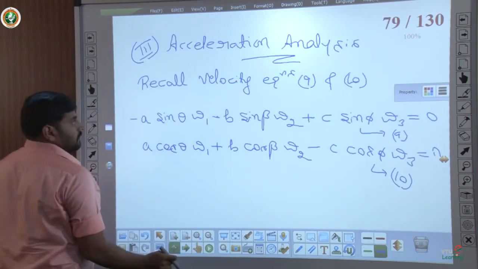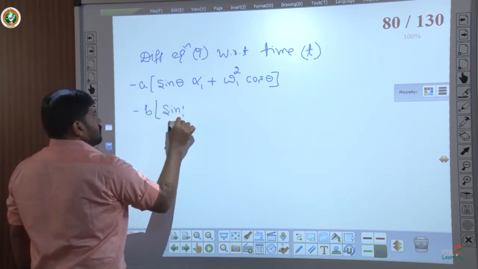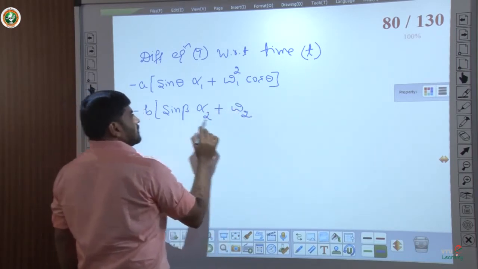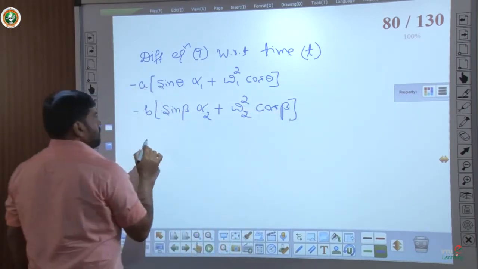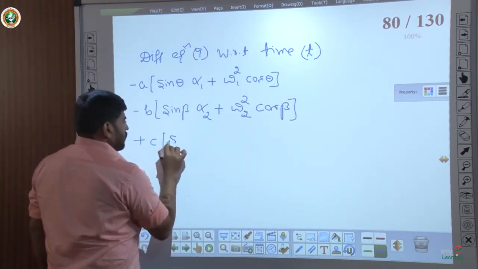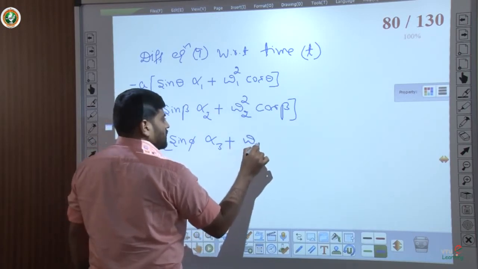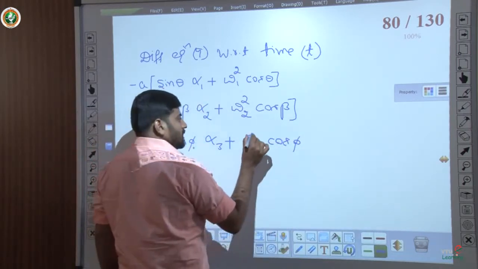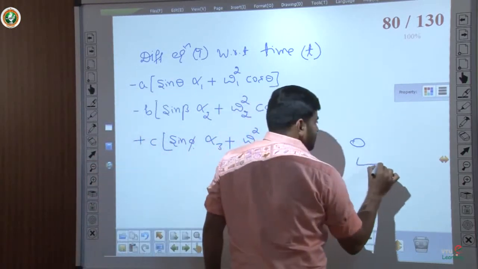Similarly, we have minus b sin beta omega 2, giving minus b sin beta times alpha 2, the differentiation of omega 2, plus I keep omega 2 as it is, the differentiation of sin beta is cos beta, d beta by dt is omega 2, hence it will become omega 2 square. Next we have plus c times sin phi omega 3: first function sin phi, differentiation of omega 3 will become alpha 3, plus second function omega 3, differentiation of sin phi is cos phi, differentiation of phi with respect to time is omega 3, hence it will become omega 3 square. So this must be equal to 0. Let me call this equation number 11.